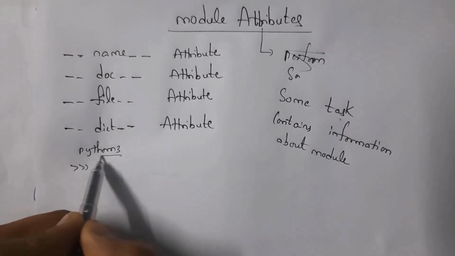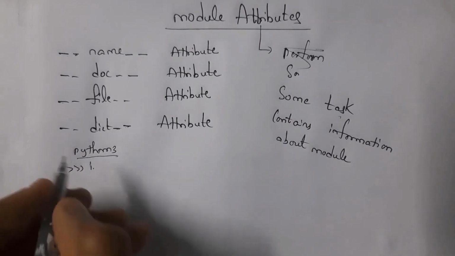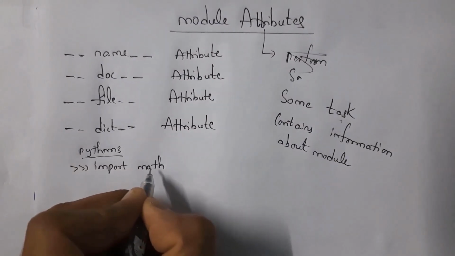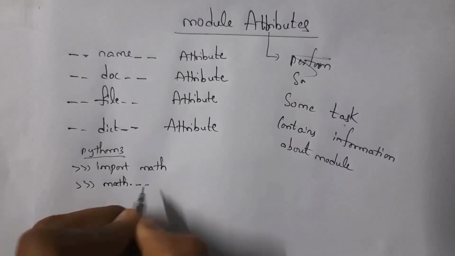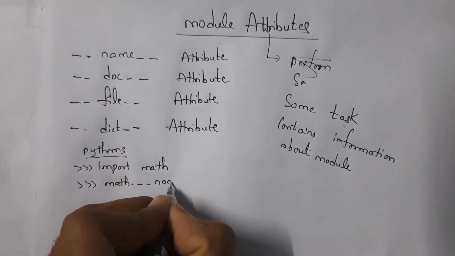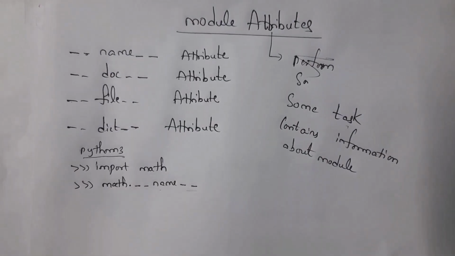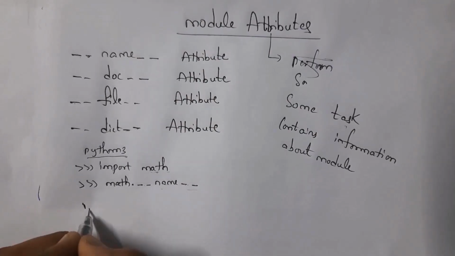At first, open command prompt and open Python. Now I am importing the math module. So just write here import math. Whenever you write import math, it will import the math module. Next I am writing math.__name__. This name attribute returns the name of the module. What is the module name? That is math. So you'll get the output math.